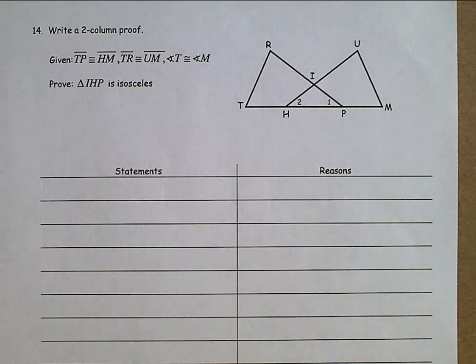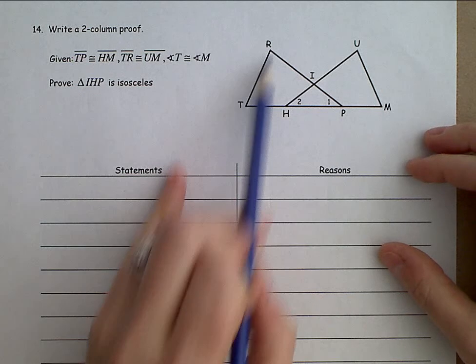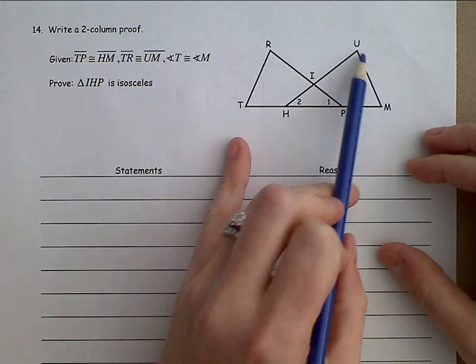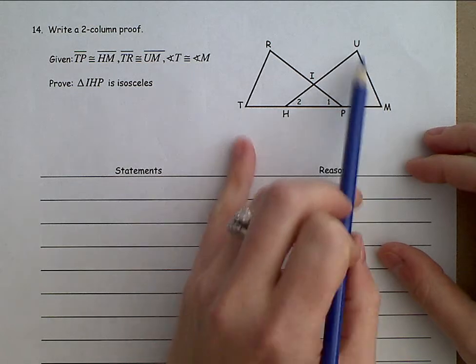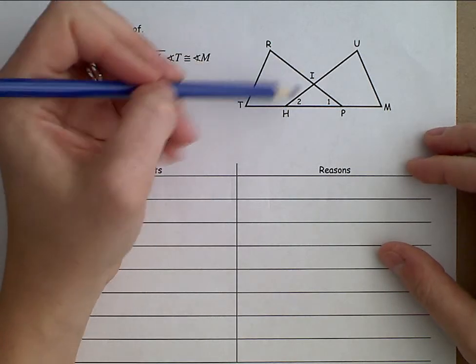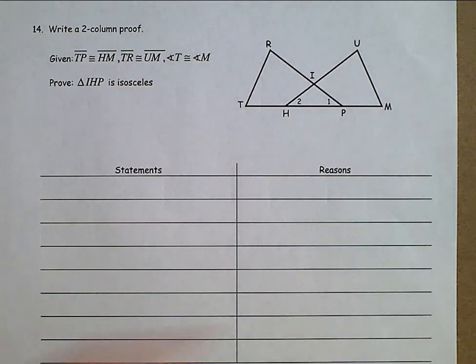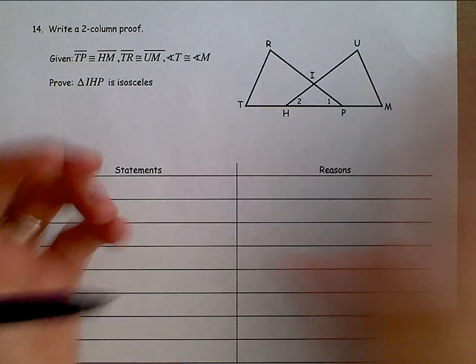Okay, so there are a bunch of triangles here. We have this big triangle TRP. We have this big triangle over here on the right, triangle MUH. We also have this little triangle in the middle, HIP. Okay, so let's see what we're really looking at. So hold on to those colored pencils for a minute. Let's start right at the beginning.